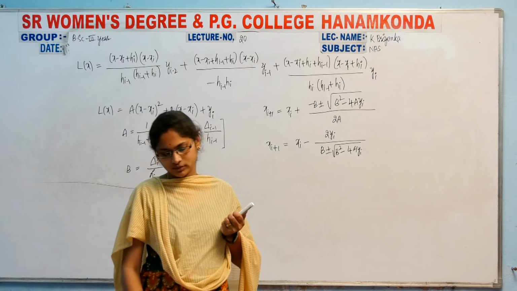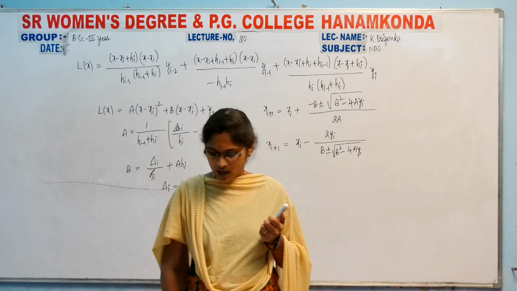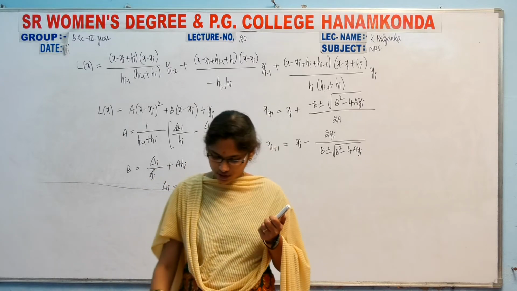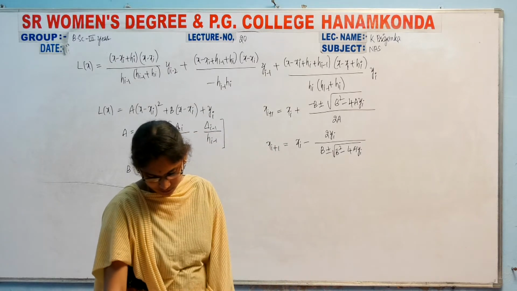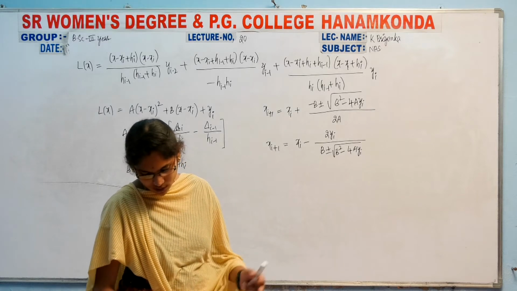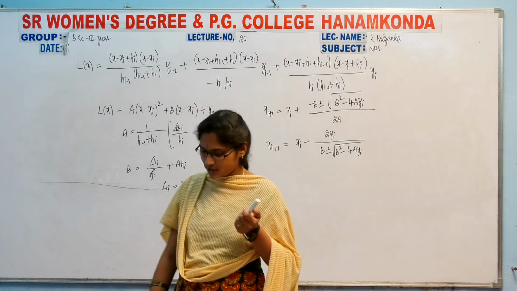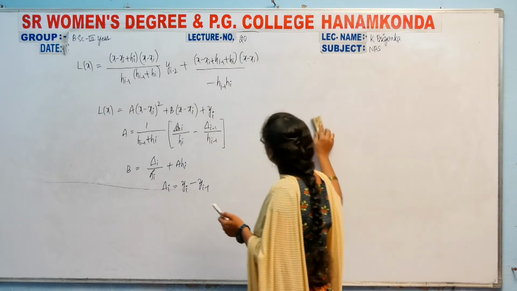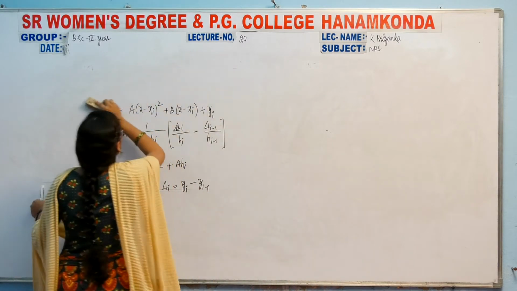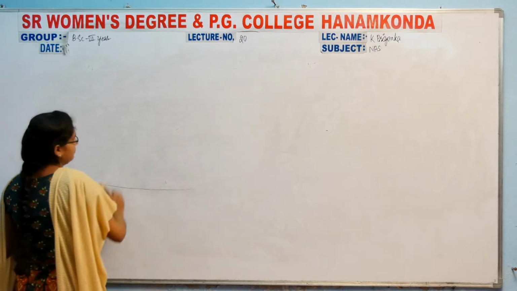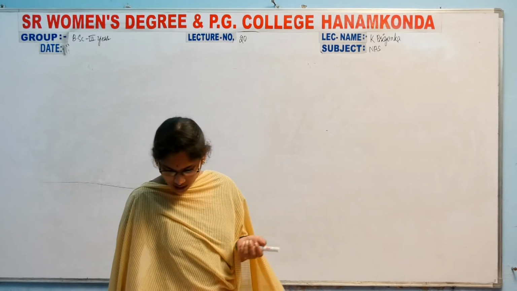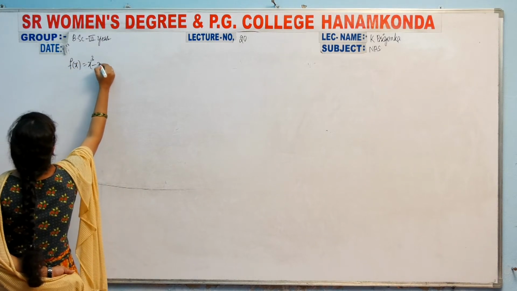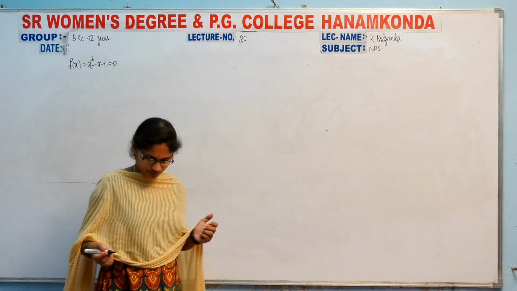Next, write down. Using Muller's method, find the root of the equation f of x equal to x cube minus x minus 1 equal to 0.